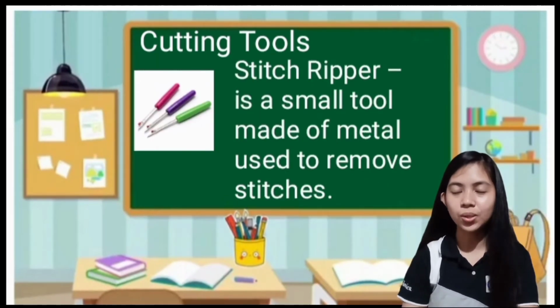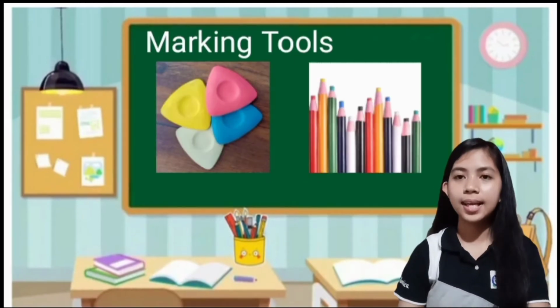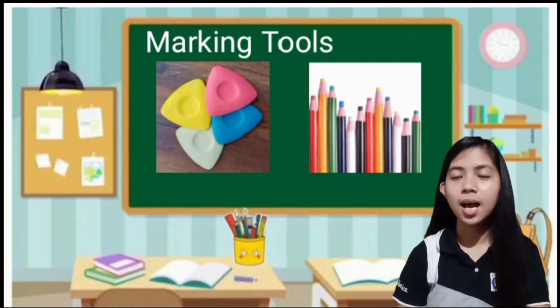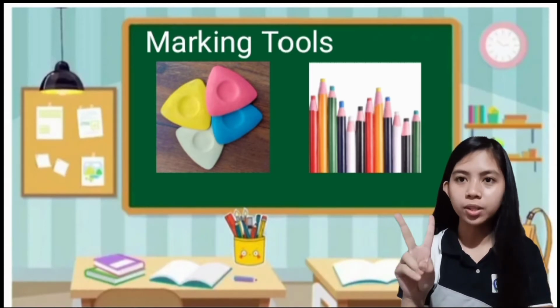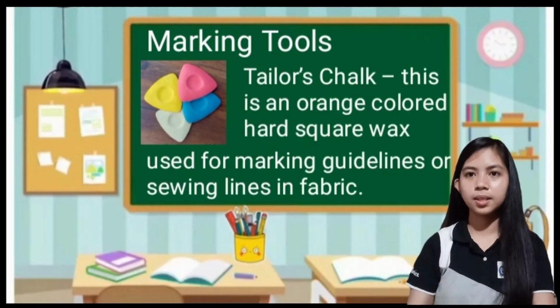Last in cutting tools is the stitch ripper. It is a small tool made of metal and it is used to remove stitches. Next tool is for marking. We have 2 marking tools, tailor's chalk and soft pencil.